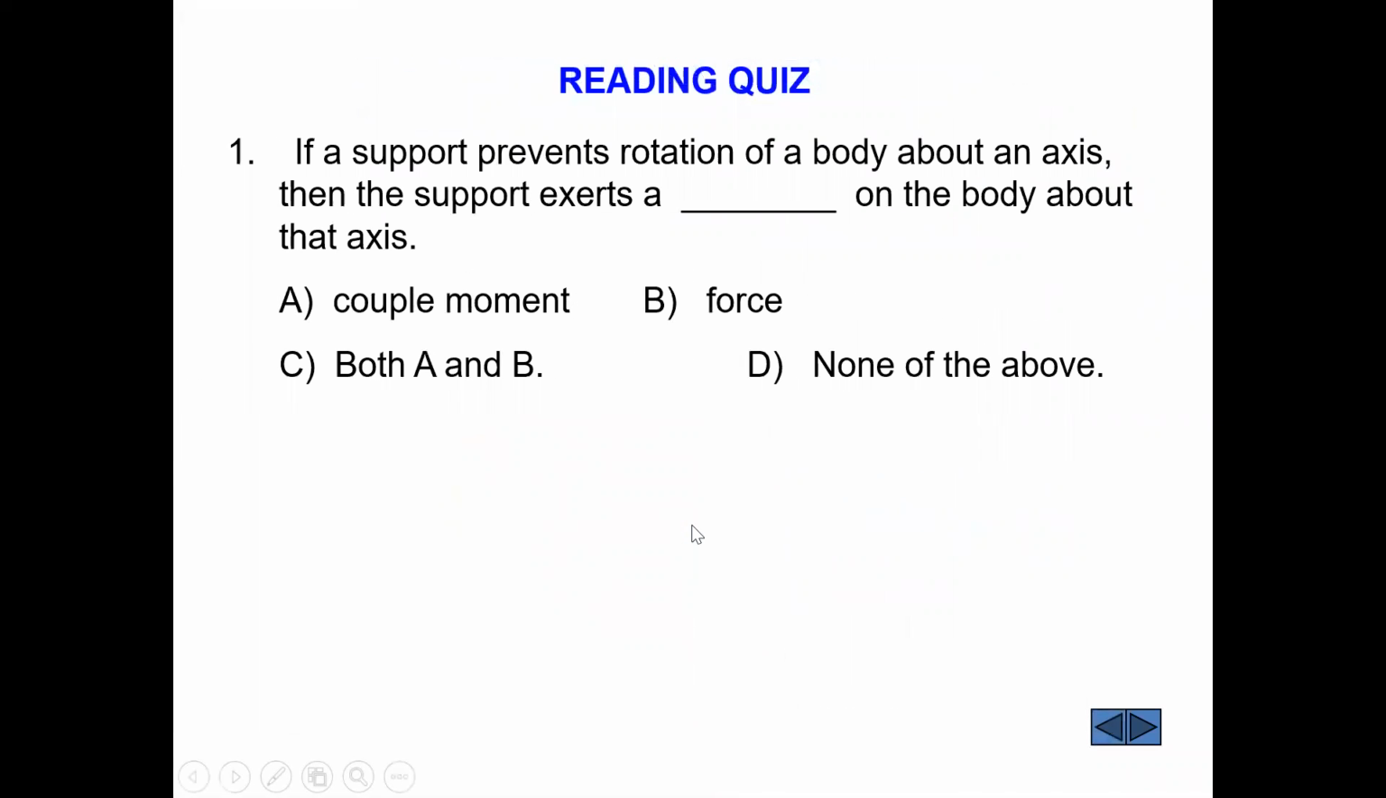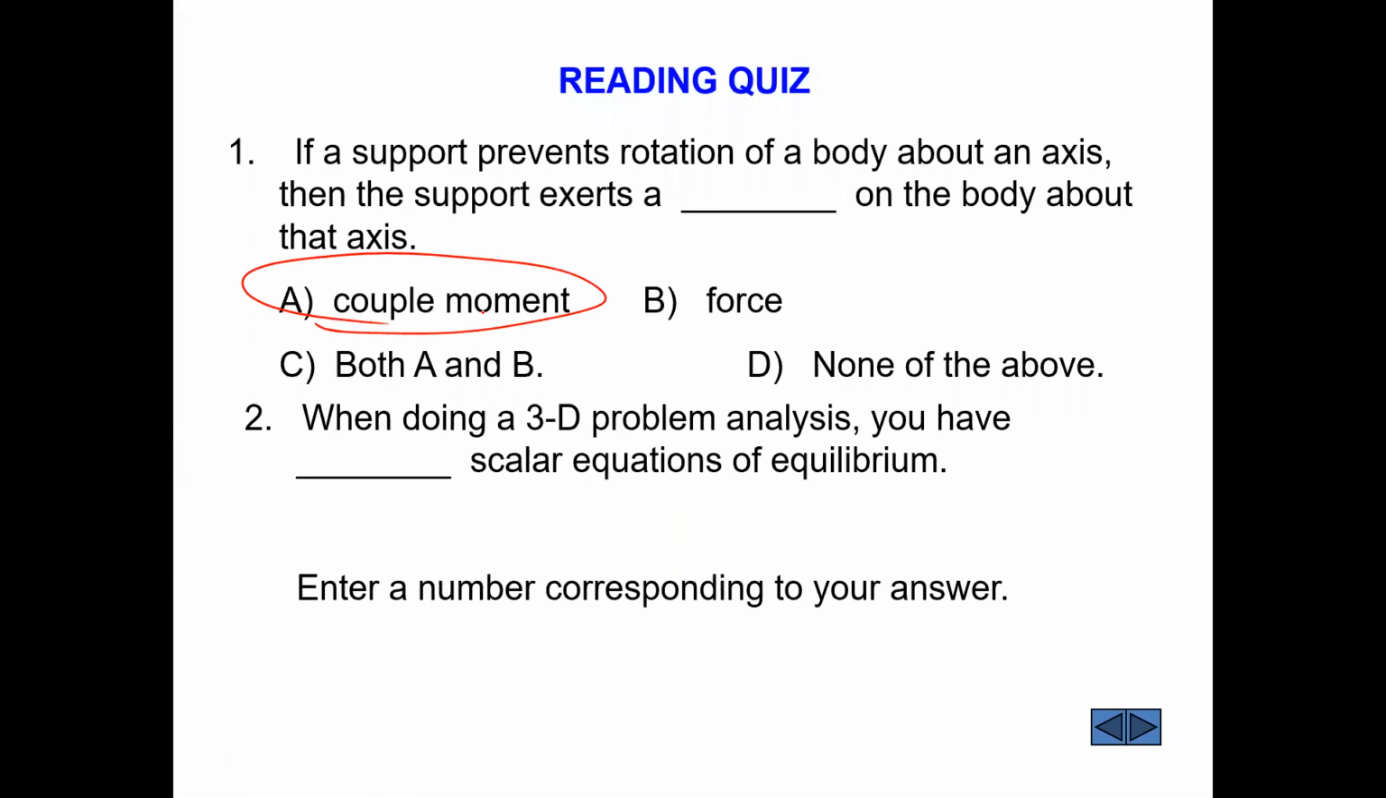So if a support prevents rotation of a body about an axis, then that support exerts a what about the axis? A couple moment. Yeah, if it's preventing rotation about some axis, it has to provide a couple moment to keep the sum of the moments equal to 0. If there's an applied rotation on it, it's going to fight that by creating a counter moment to keep the thing from moving. And then when doing a 3D problem analysis, you have blank scalar equations of equilibrium.